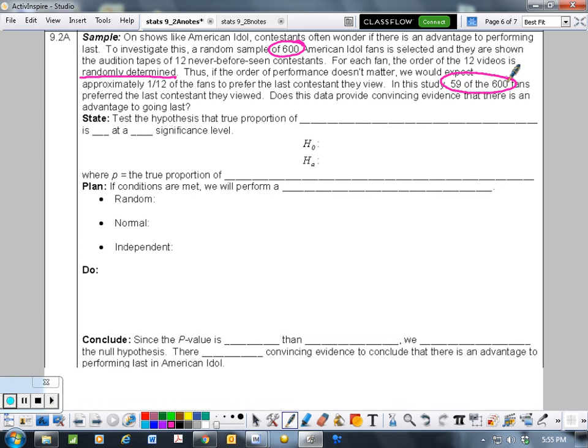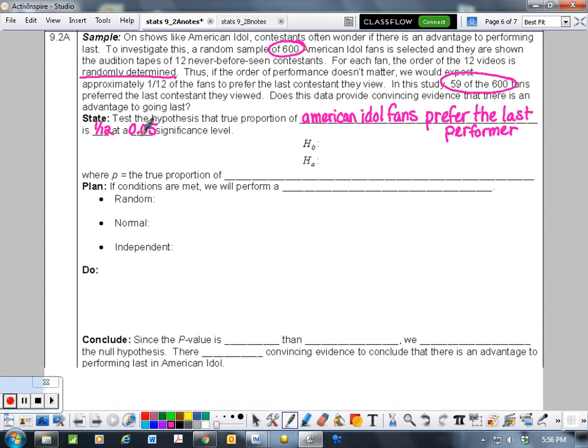So we're going to test the hypothesis that the true proportion of American Idol fans who prefer the last performer is 1/12. I don't know what that is as a fraction yet, but we'll calculate that later. If you don't know what significance level to use, we use 0.05 just as kind of a safety because that's what's used in the court of law.